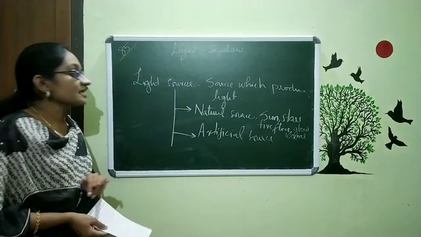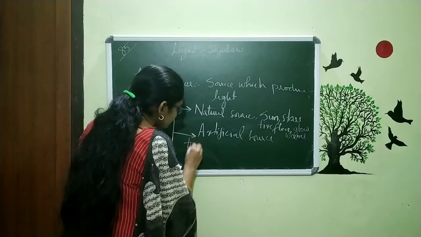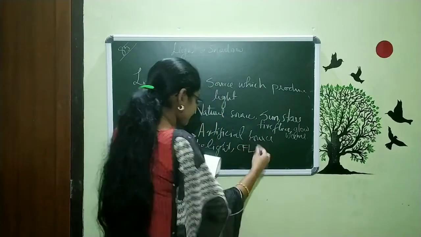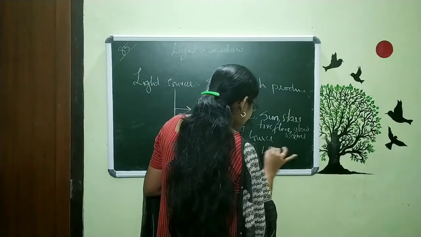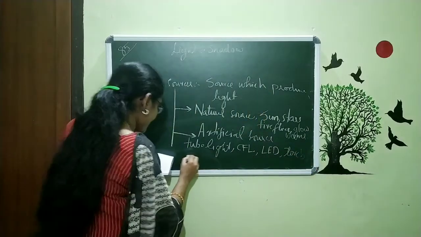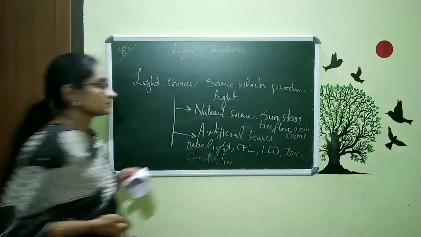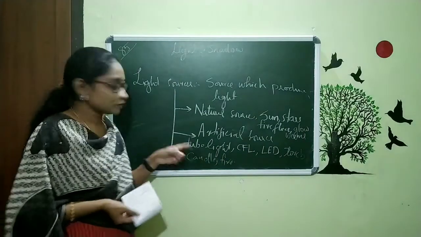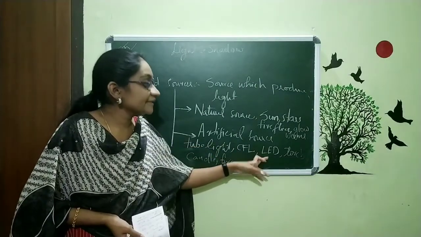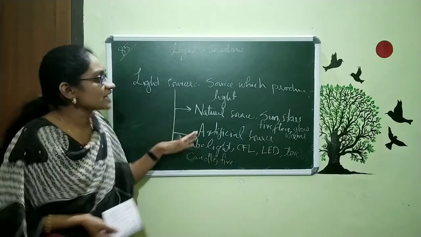And which are the artificial sources? Very simple. The artificial sources are these: tube light, CFL lamp, LED light, torch, candle, fire, etc. So these are the artificial sources. The tube light that we are using in the home, CFL, LED lamps, torch, candle light, fire light. All these things are produced artificially.